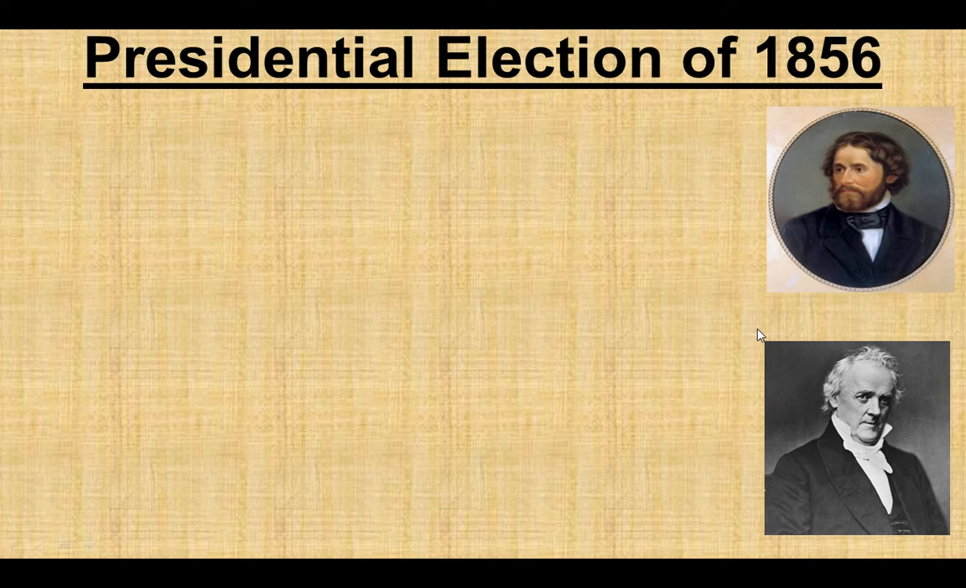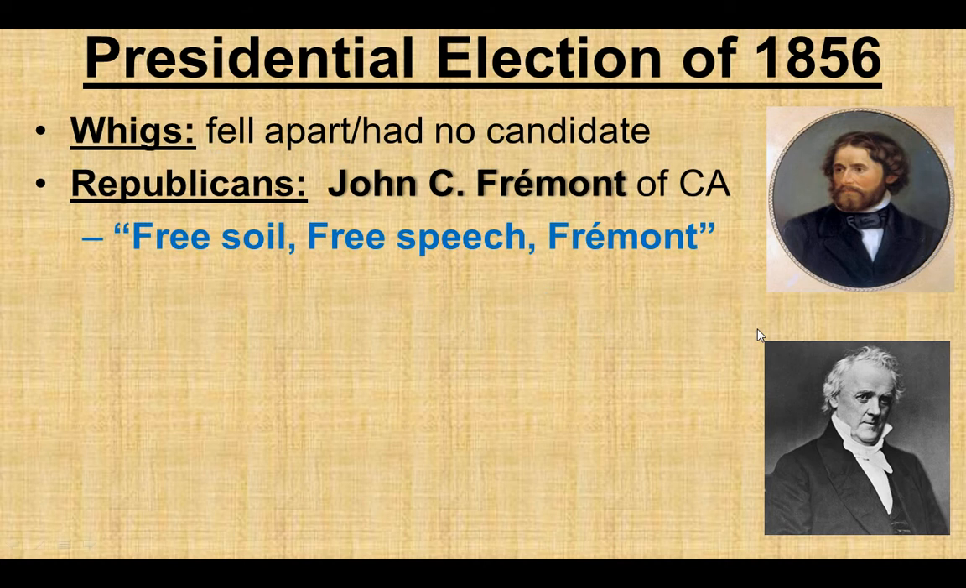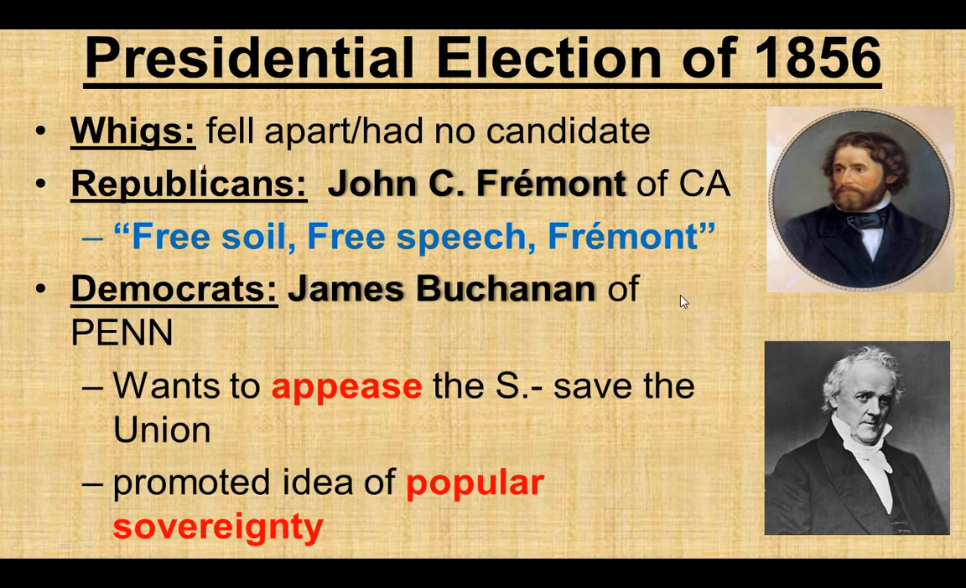Presidential election of 1856 comes around, and we have that Republican Party throwing up a candidate right away. The Whigs fell apart. They had no candidate because they're split up by the issue of slavery, Northerners and Southerners going their own way. John C. Fremont of California, he was also a hero of the war against Mexico, an explorer as well, came up with a slogan that's somewhat familiar: free speech, free soil, and Fremont.